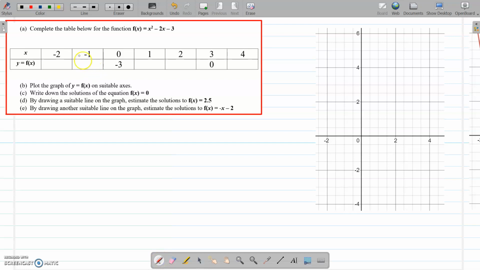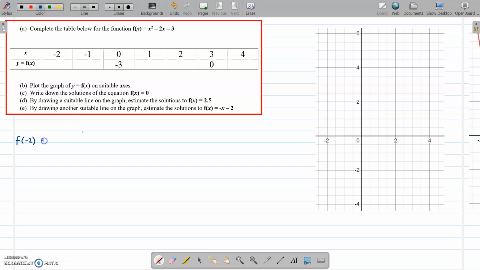Let's start with the basic completion of the table which it's asking us to do. What we have to do here is to complete this table without a calculator, because this could be a non-calculator paper. We would have to take each of these x values and substitute them into here to find out what y is. So let's just do the first one, which is f of minus 2. So f of minus 2 just simply means replace x with minus 2 in the function.